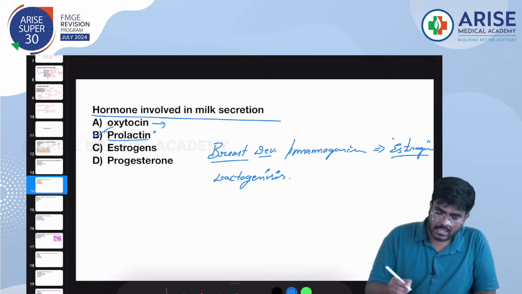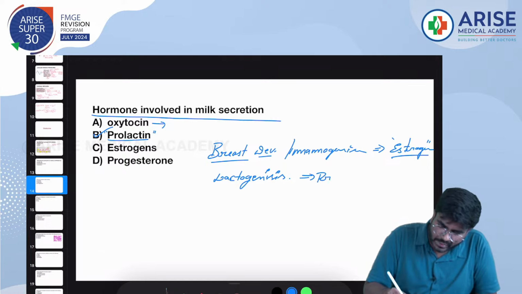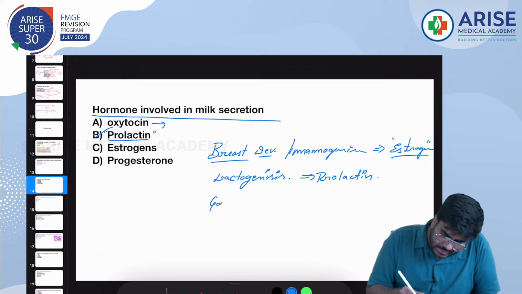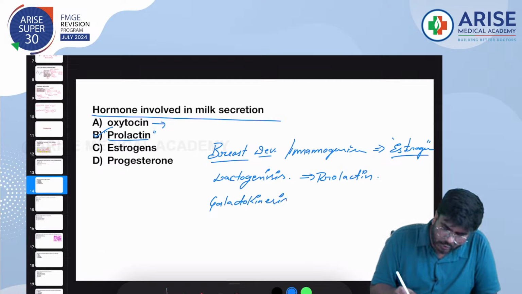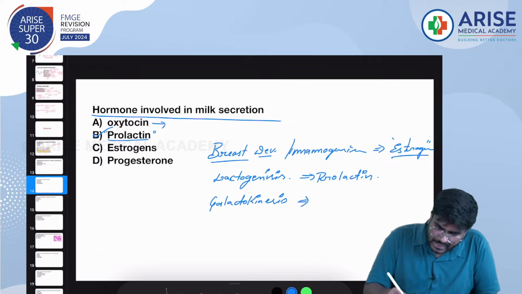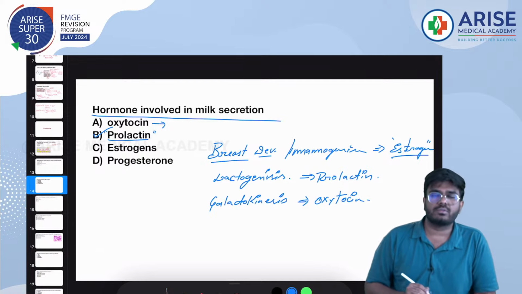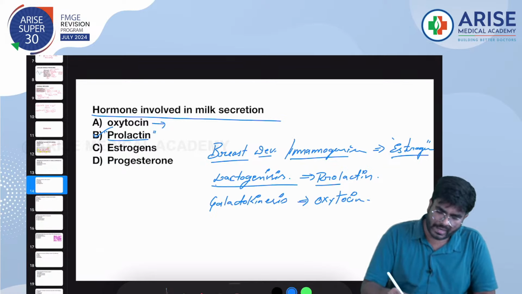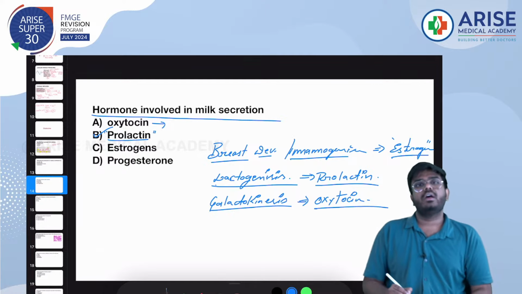Okay, lactogenesis. Lactogenesis is because of prolactin. Once the milk is produced, it needs to be ejected. That is galactokinesis, or milk ejection. Galactokinesis is because of oxytocin. So mammogenesis is because of estrogens, lactogenesis is because of prolactin, and galactokinesis is because of oxytocin.